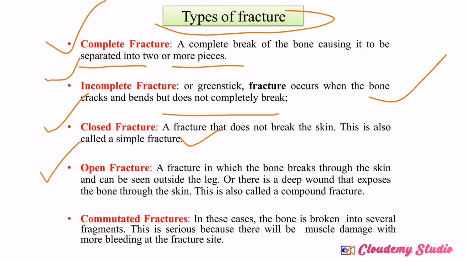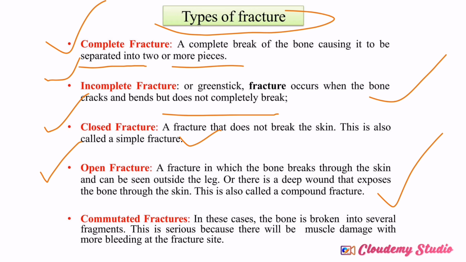Then we have number 4 here, types of fracture, where I say open fracture. An open fracture is one in which the bone breaks through the skin and can be seen outside the leg, or there is a deep wound that exposes the bone through the skin. This is called a compound fracture. So this one is different from closed. Open, it breaks the skin and you are able to see through the skin.